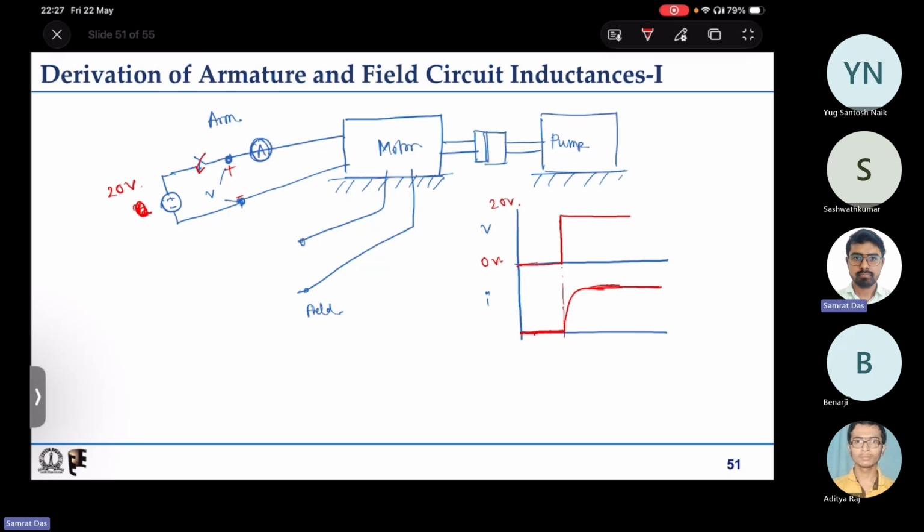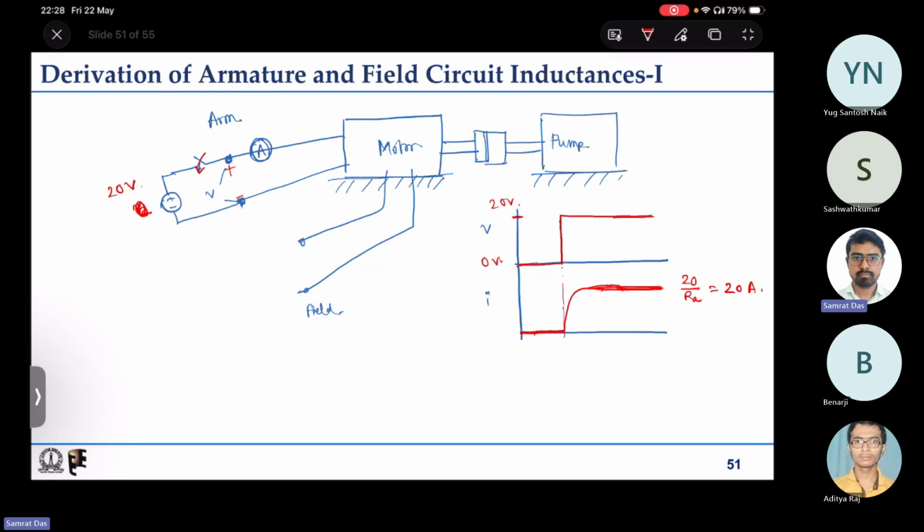It will be like a first order response, where the final value will be whatever 20 volt we are using divided by the armature circuit resistance, which we already know. So 20 by Ra will be the final value of current. Say the resistance is 1 ohm, so the final value may be 20 ampere, but it will take some time for the current to reach from 0 to 20 ampere.